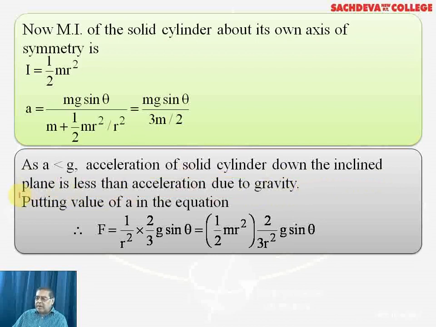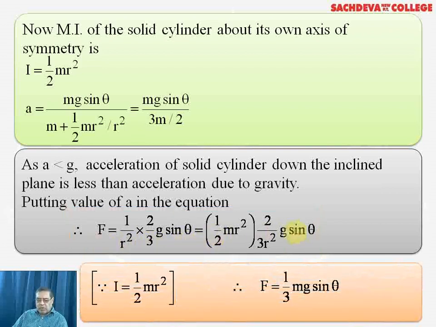You will remember that acceleration due to gravity is different at different places, depending upon the height, the depth, and the sea level. Putting the value of A in the equation of force, the final relation will become half mr square into 2 over 3r square g sine theta. So we know that I is half mr square, and F is 1 by 3 mg sine theta.